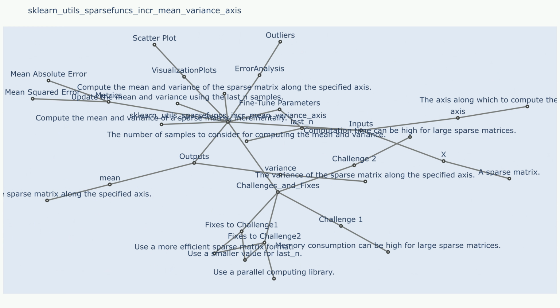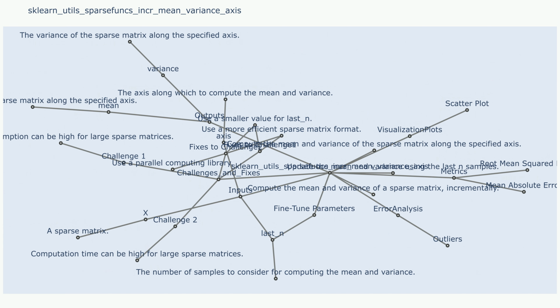Steps. Initialize the mean and variance based on the provided input arrays, or set to 0 if not provided. Iterate over the data in batches if last_n is specified. Calculate the sum of the data along the specified axis. Update the mean and variance using the sum, the number of data points, and the current mean and variance values.